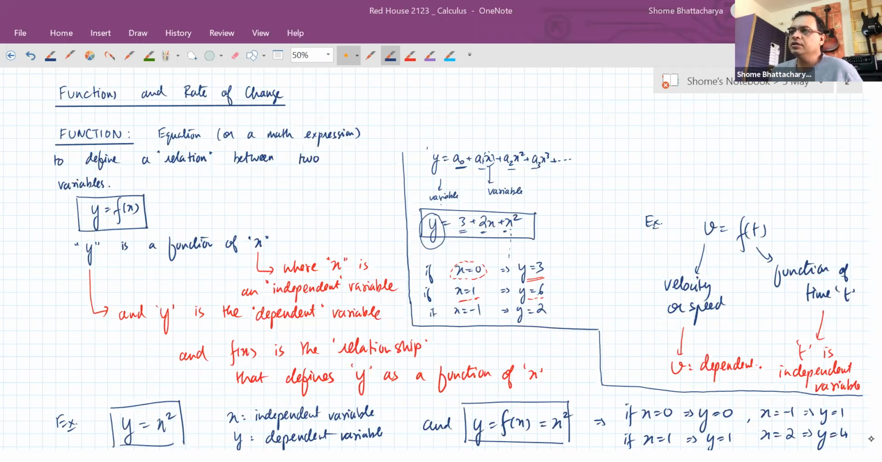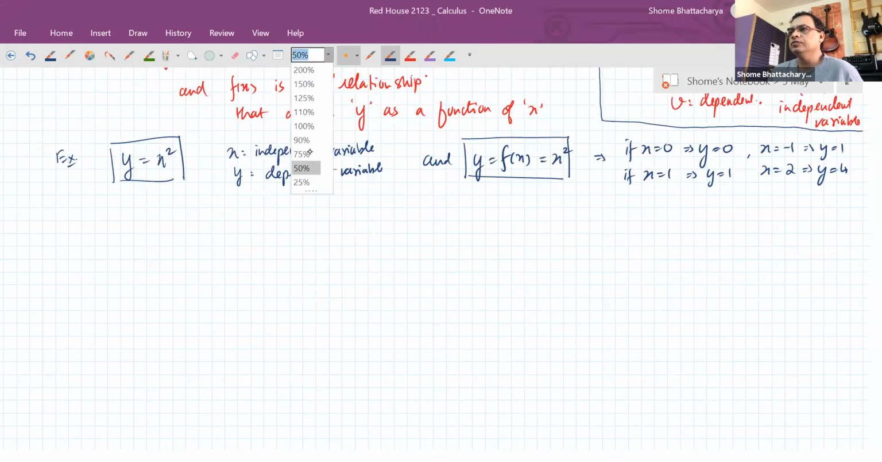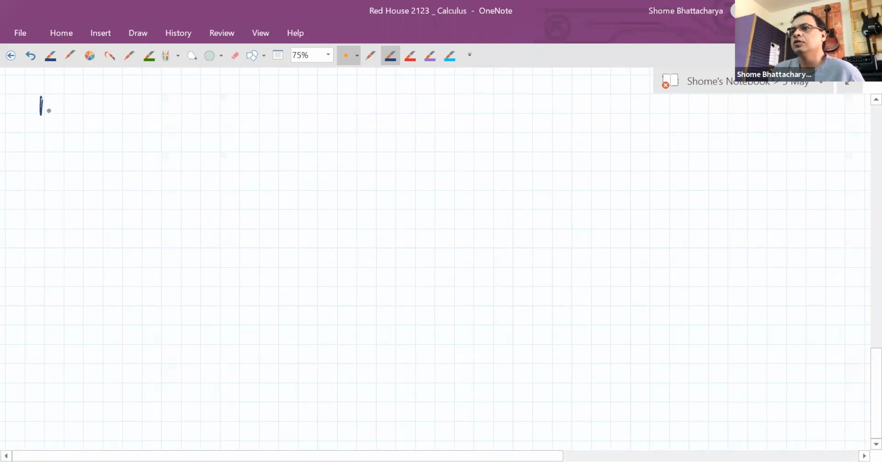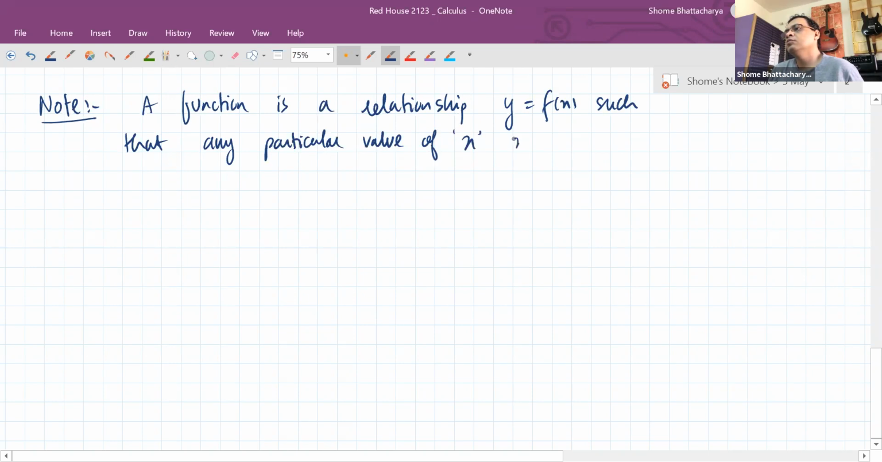Okay, now when we're looking at the definition of a function, there is one important rule that we have to understand. A function is a relationship y is equal to f(x) such that any particular value of x must define a single or unique value of y.